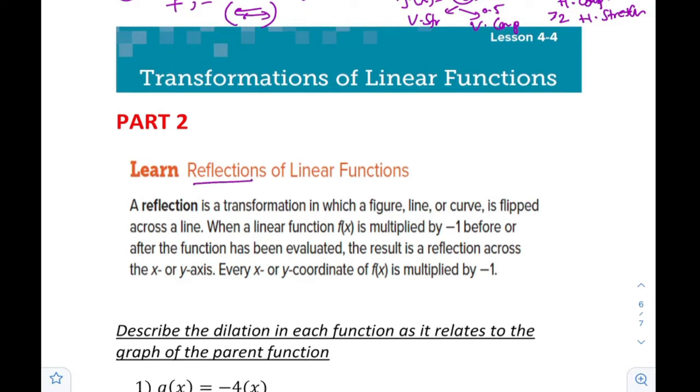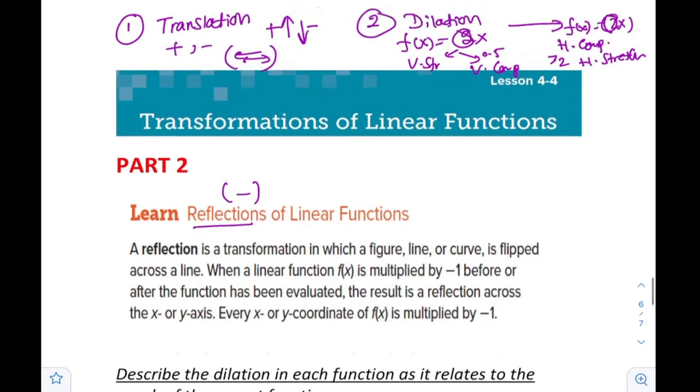Now, the third type, which is the easiest, is called reflection. And reflection usually can be observed by observing the minus sign. And we can expect how the graph looks without graphing by studying all these types of transformation, just by noticing the multiplication, addition or subtraction.